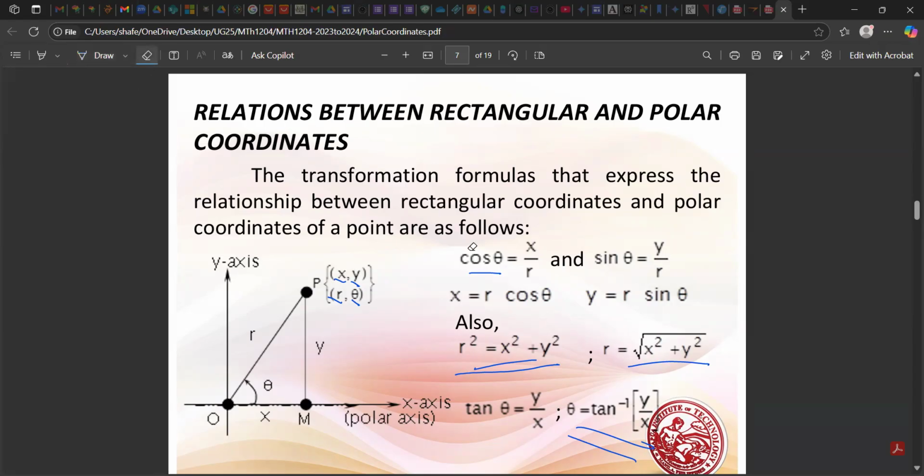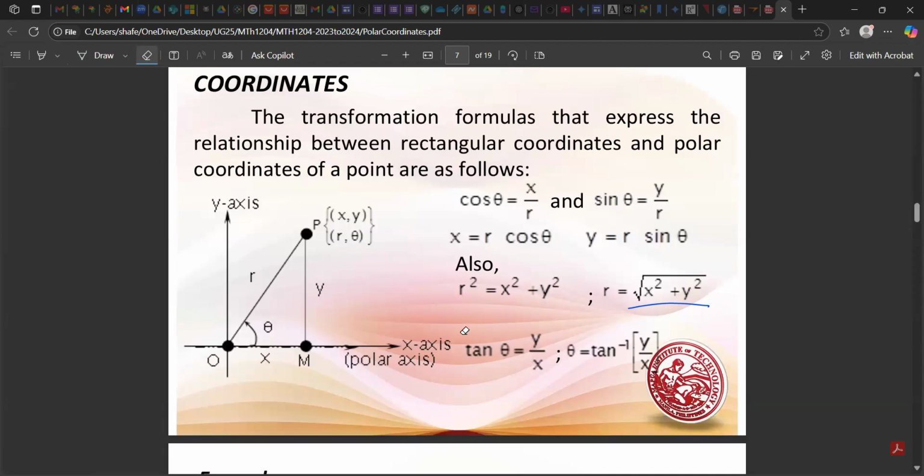Nothing hard here. So we're going to apply it to some examples in just a moment. How will we convert maybe a point in Cartesian coordinates to polar coordinates and vice versa, right? So we need to remember all of it.